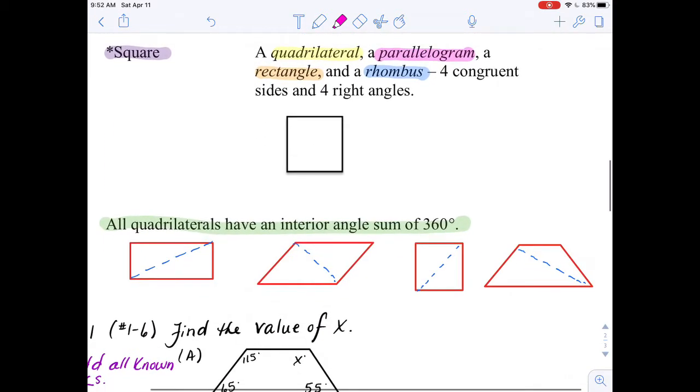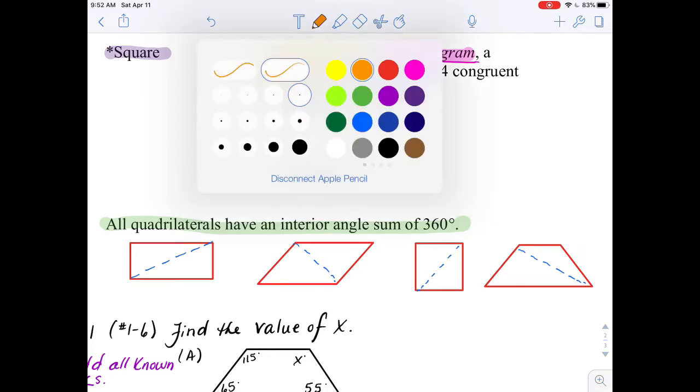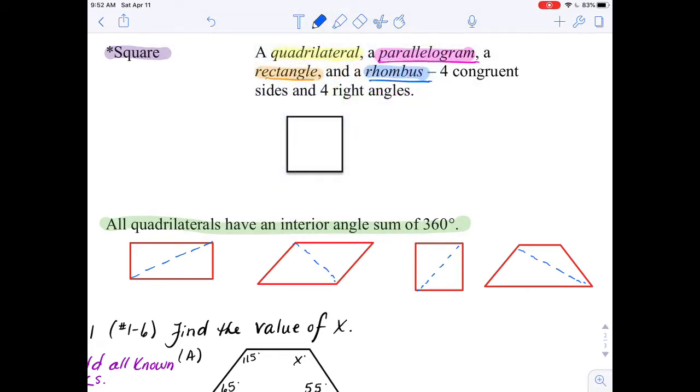Now, special one here in the quadrilateral family is if it is a parallelogram, 2 pairs of parallel sides, and it is a rectangle, which means it has 4 right angles, and it is a rhombus. All the sides are exactly the same. Well, then I can call it a square.